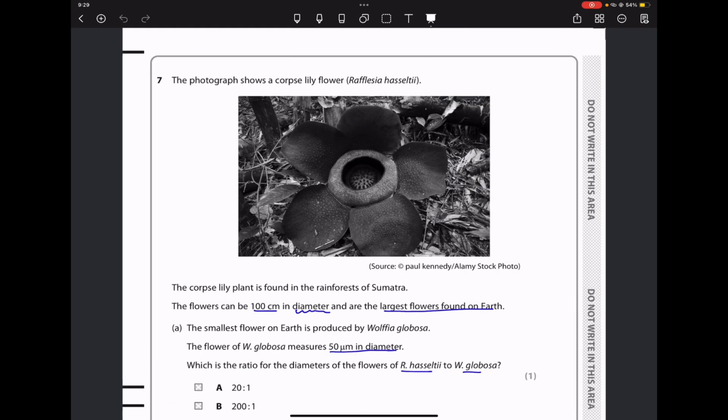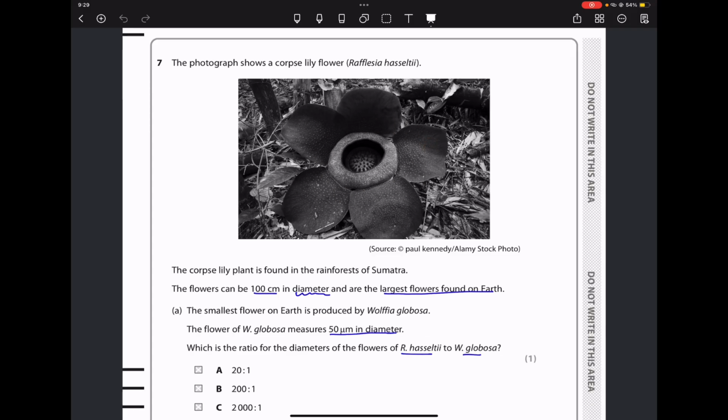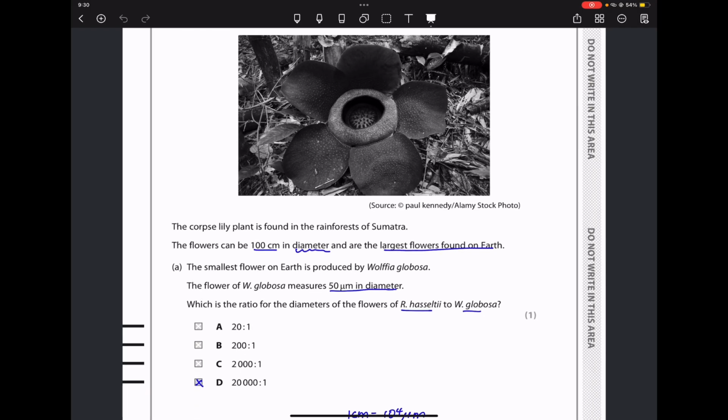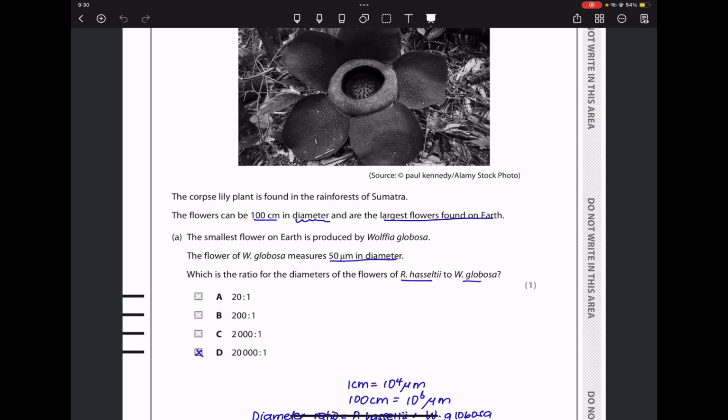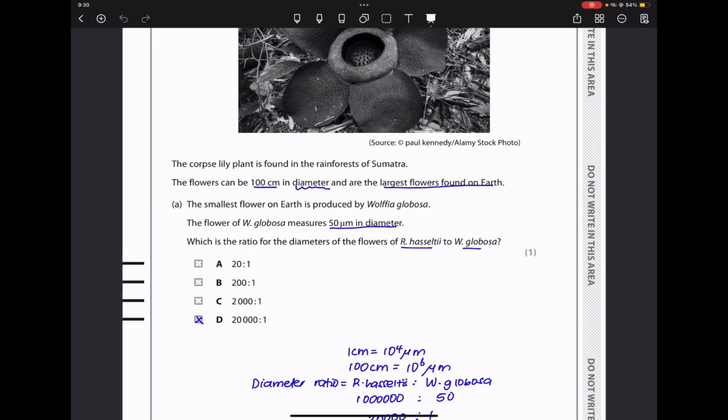Question 7, the photograph shows a corpse lily flower, which is this one we see here. The corpse lily plant is found in rainforest in Sumatra. The flowers can be 100 centimeters in diameter and are the largest flowers found on Earth. The smallest flower on Earth is produced by Wolfia globosa. A flower of Wolfia globosa measures 50 micrometers in diameter. What is the ratio of the diameters of the flowers of that as well as that?